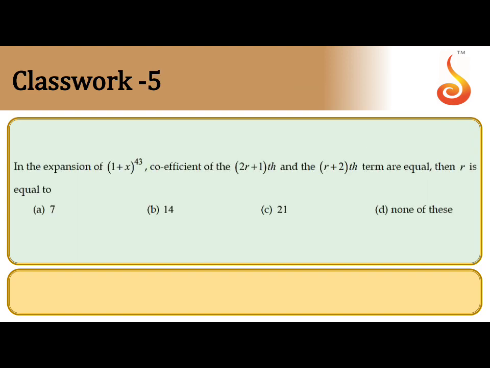The next question. In the expansion of (1 plus x) whole power 43, the coefficients of the (2r plus 1)th and (r plus 2)th terms are equal. Then what is the value of r? So first the general term, T(r+1) equals 43Cr x power r. That is the general term. So the (2r plus 1)th term and the (r plus 2)th term are both required.